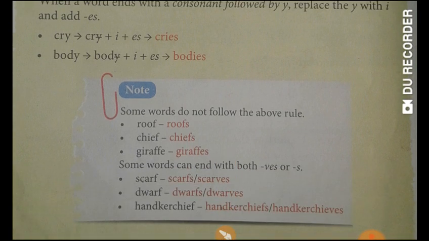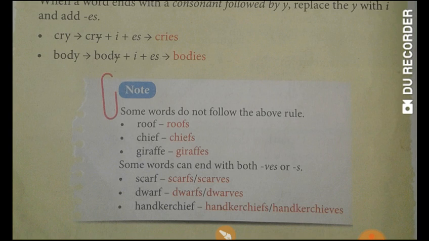There are some exceptions. Exception means the words which do not follow the rules. For example, roof. According to the rule, here its plural should be roovs. But since it does not follow the rule, simply we add s to it to make its plural. So it will be roofs. There are some other exceptions. You can see chief becomes chiefs, giraffe becomes giraffes.